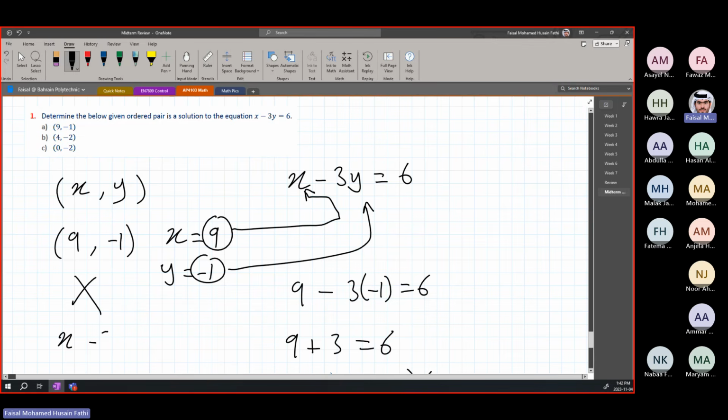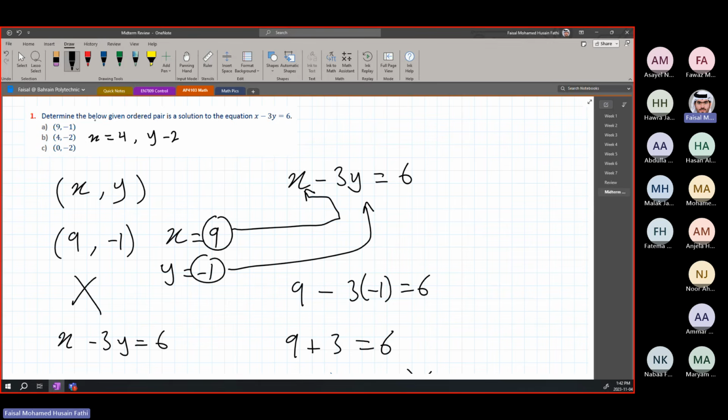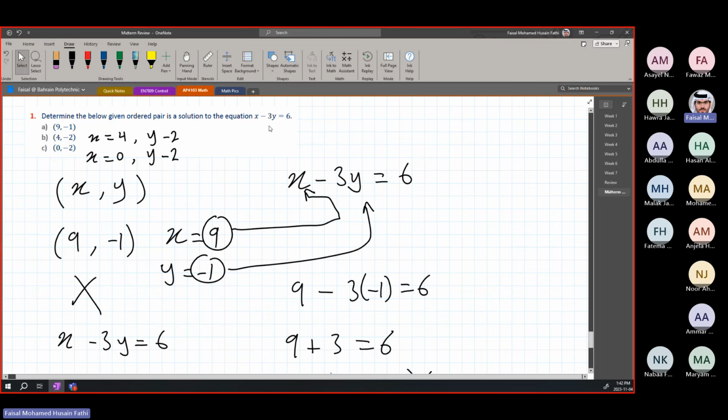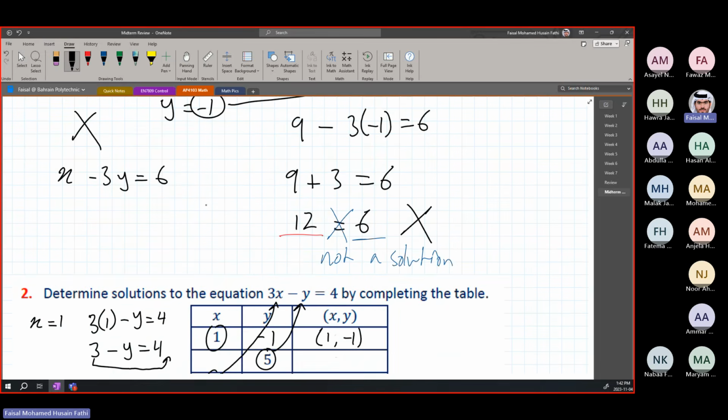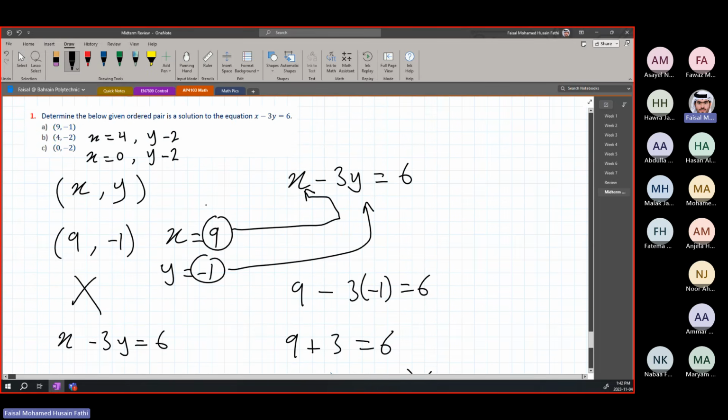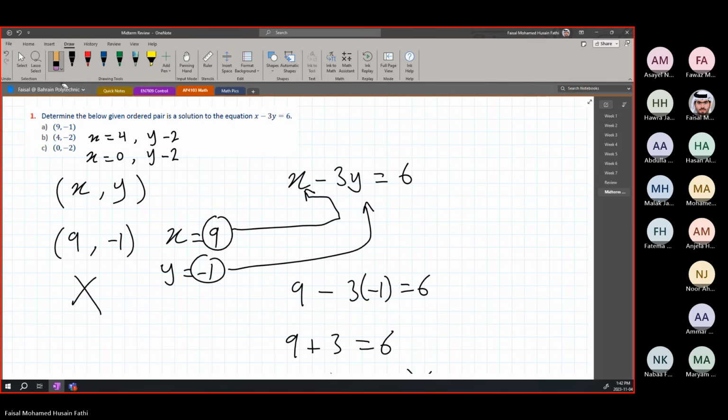X minus 3y equals 6. A is x equal 4, y equal minus 2, B and C: x equal 0, y is equal to minus 2. This can have multiple solutions, by the way. Okay, so if we substitute x equal 4 for x in this equation, I'm just going to do it here.